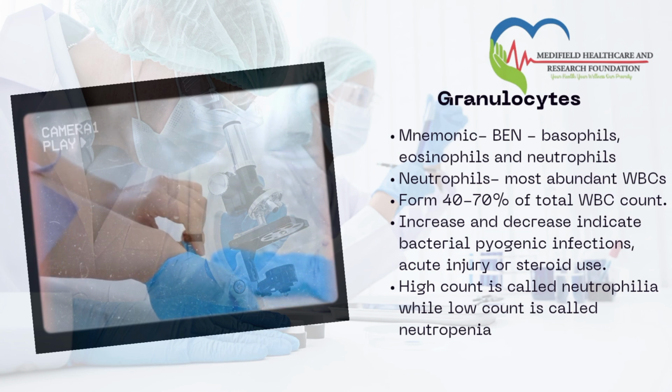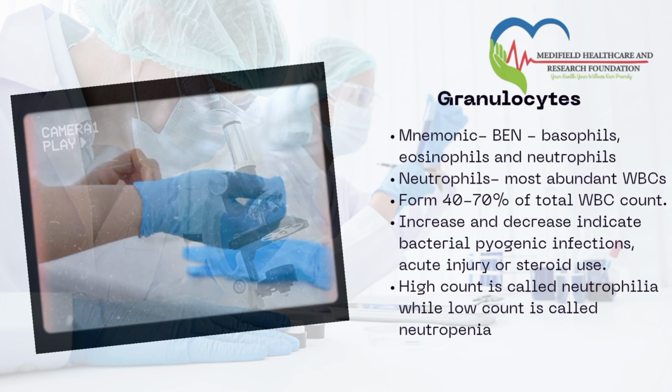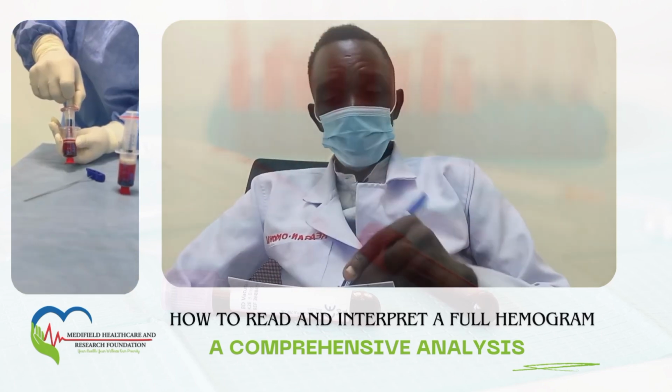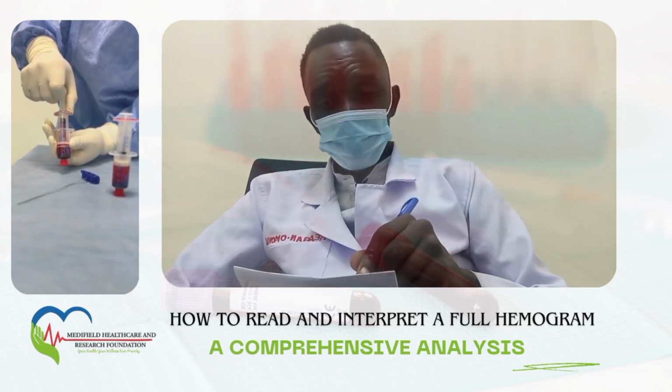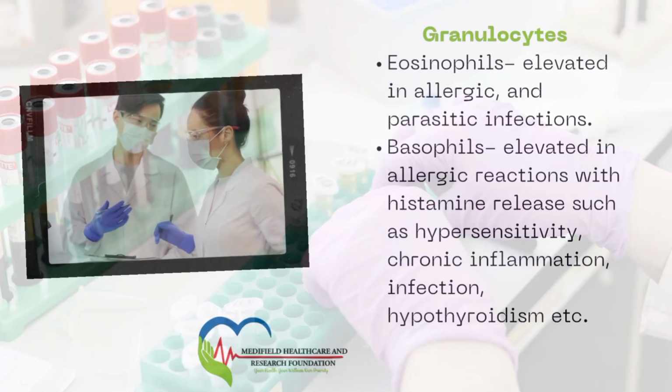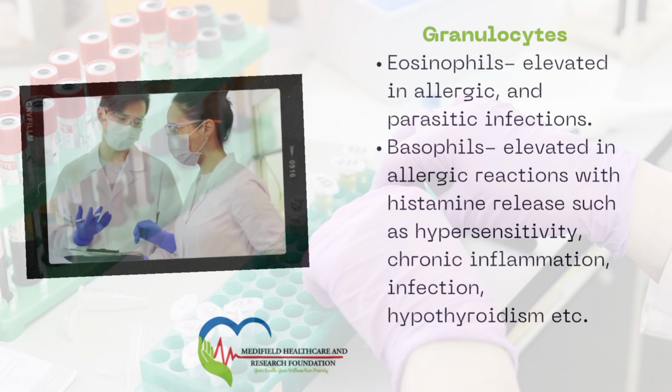The other type of granulocytes are the eosinophils. They are always elevated in allergic and parasitic infections. Just understand that if eosinophils are high in number, then it means there are some allergic or parasitic infections involved, and we need to check that.